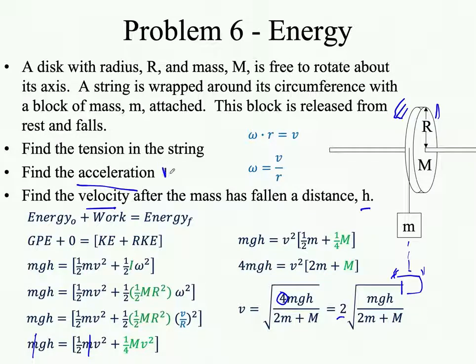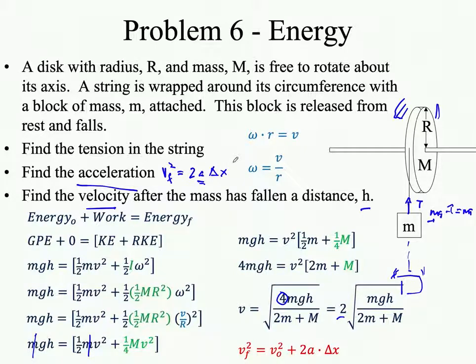Why? Because we know the final velocity. Initial velocity was 0. And we know the distance it fell was h. You could very quickly calculate the acceleration. And then once you knew the acceleration, you could very quickly calculate the tension. Why? Remember that mg minus the tension is equal to ma. And we know the acceleration from this part here. And so energy in some ways is simpler than doing the simultaneous equations.